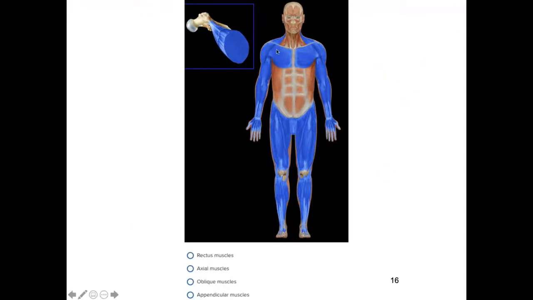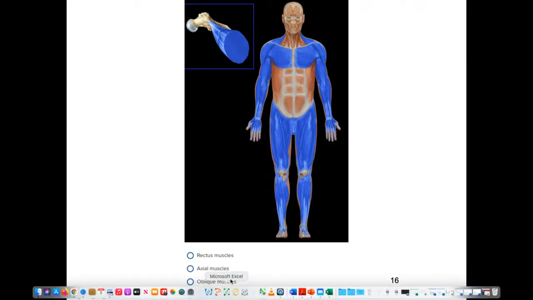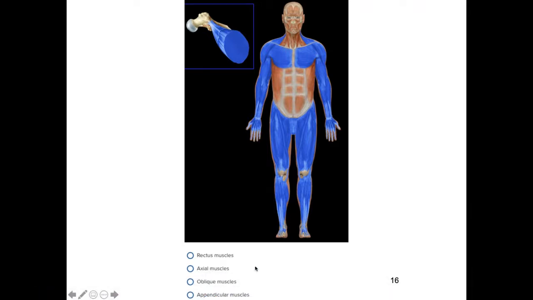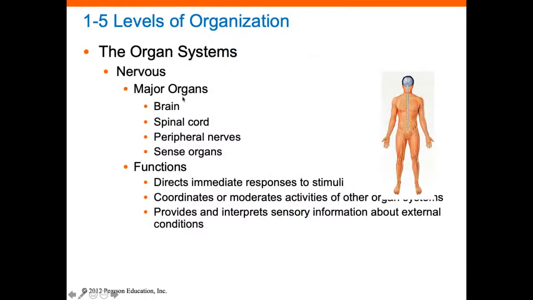So here, when we look at what's highlighted in blue, would it be the rectus abdominis? Well, those are the abdominal muscles here. Could it be the oblique muscles? Well, no, that's over here. Now we have axial muscles or appendicular muscles. Well, we know that the axial skeleton was in the center and the appendicular skeleton was in the periphery. Now we have axial muscles and appendicular muscles. So the best answer here would be appendicular muscles.